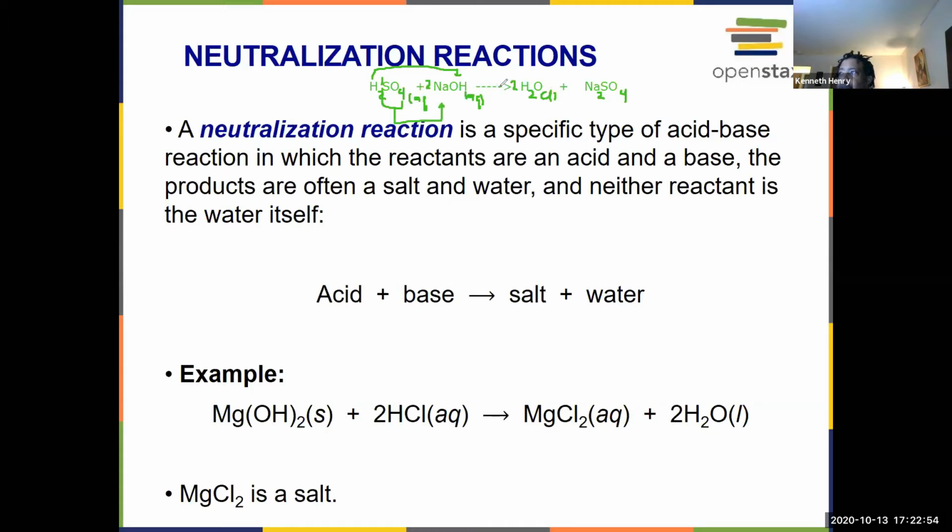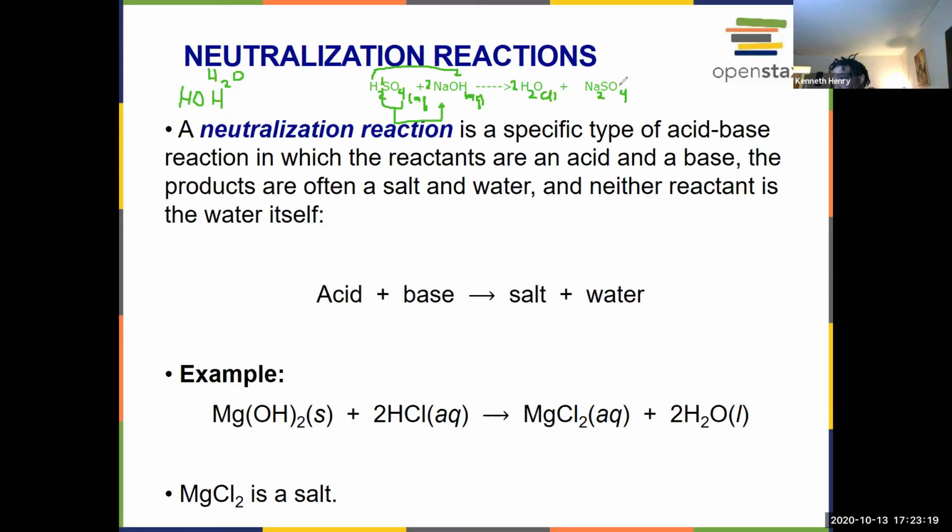Okay, so then if you see HOH, you know that's water, right? So you need to just rearrange it to H2O. So that's essentially what you're going to get. You're going to get water, and then you're going to get sodium sulfate. Okay, and sodium sulfate will be your salt.